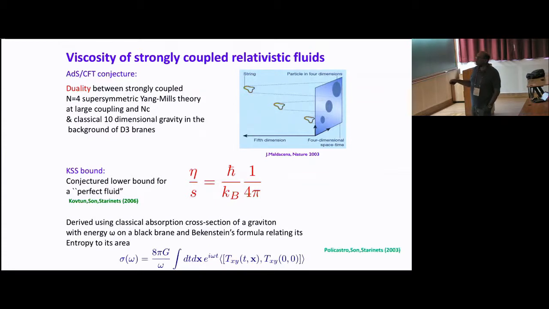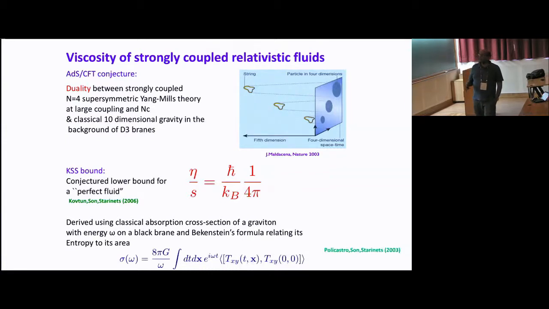if you relate this absorption cross-section to this, it can be shown that this is related to this correlator of the stress energy tensor. And on the right-hand side, this can be related by Kubo's formula to η over s. Okay? So if you use this and Bekenstein's formula, which relates the entropy of a black hole to its area, you recover this very beautiful result that η over s in units of ħ over the Boltzmann constant, again this fundamental quantity, is 1 over 4π.